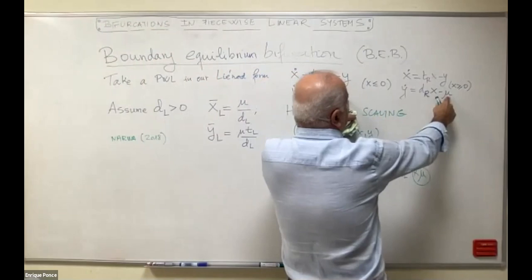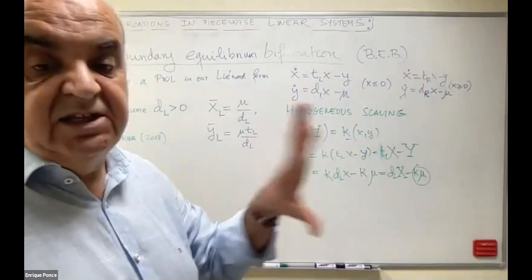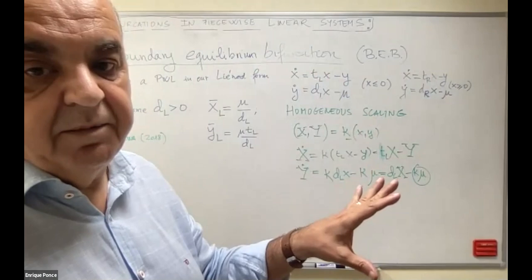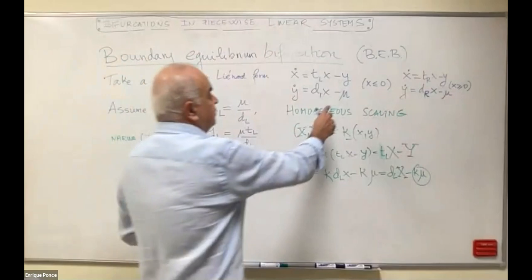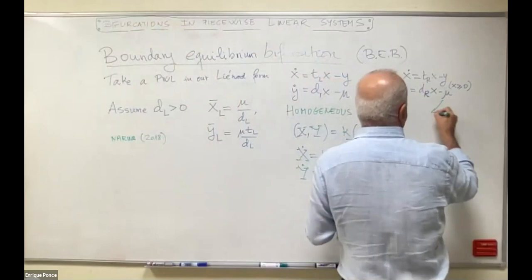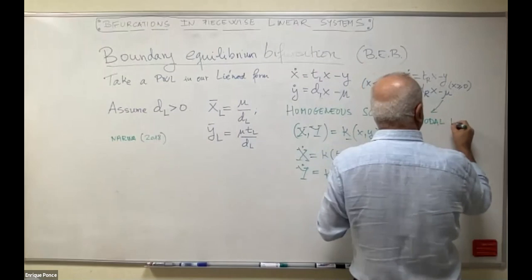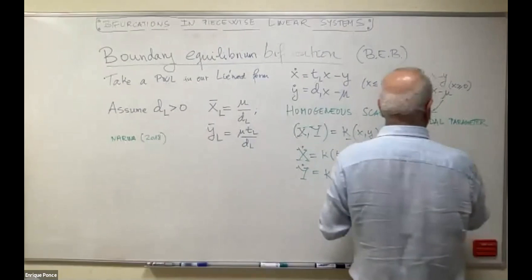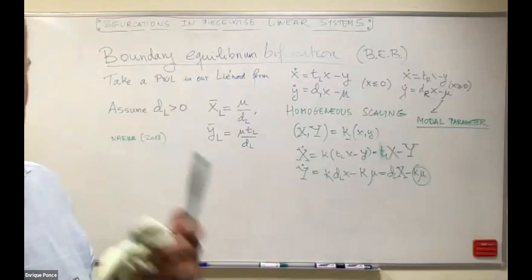That is the reason we see that the shape of the limit cycle didn't change when moving the parameter mu, just growing and growing, but in a linear way with respect to the value of the parameter mu. For that reason, this parameter mu is sometimes called a modal parameter. What it means is that the value of the parameter is not important. The only important thing is the sign.